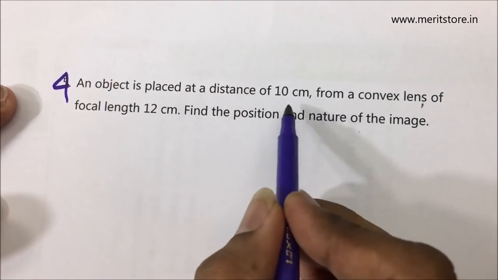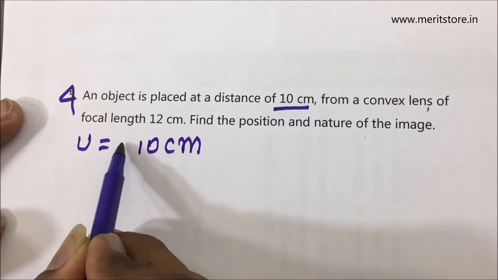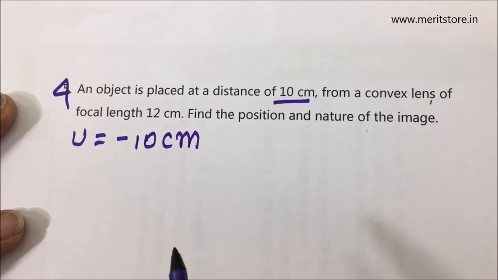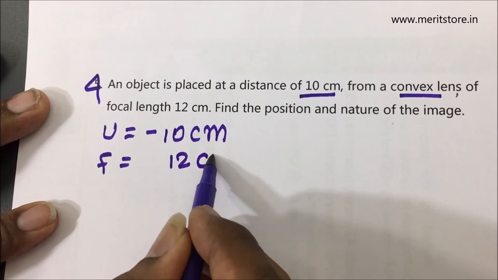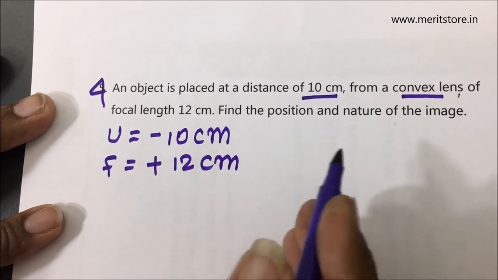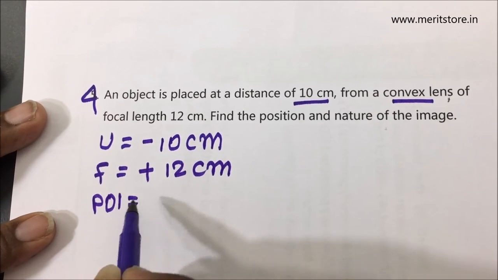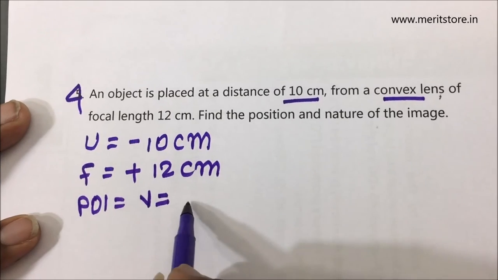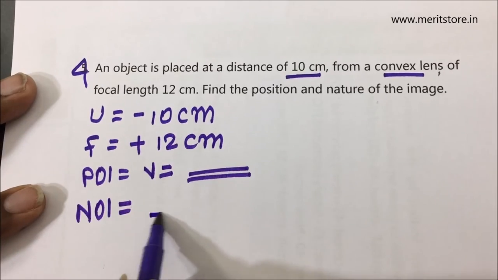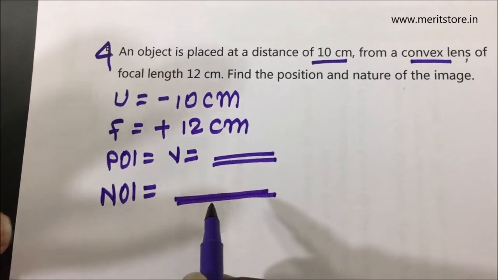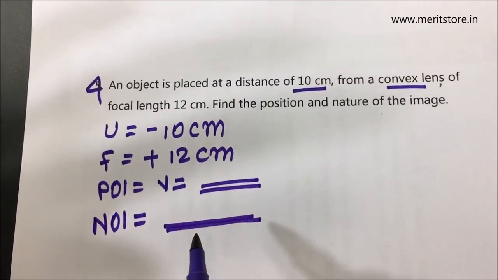An object is placed at a distance of 10 centimeters. So U is given. U is equal to 10 centimeters. Now object distance is always negative, whether it is convex or concave. Now a convex lens of focal length. So F, how much is it? 12 centimeters, always positive. Find the position and nature of the image. Position of the image, so position of the image is what? Position of the image is V, right? I don't know V. Nature of the image, nature of the image means what do they expect from me? To know whether it is real or virtual. They expect from me whether it is inverted or erect.